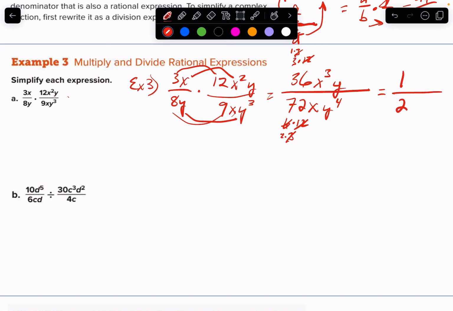The x's, okay, the 3 is bigger. 3 minus 1 makes x squared. The y is bigger. The y is going to go to the bottom. 4 minus 1, because that's a 1, right? That was a 1. 4 minus 1 makes 3. I don't really need that 1, but I can leave it there. And it shrinks down to this guy. Okay.